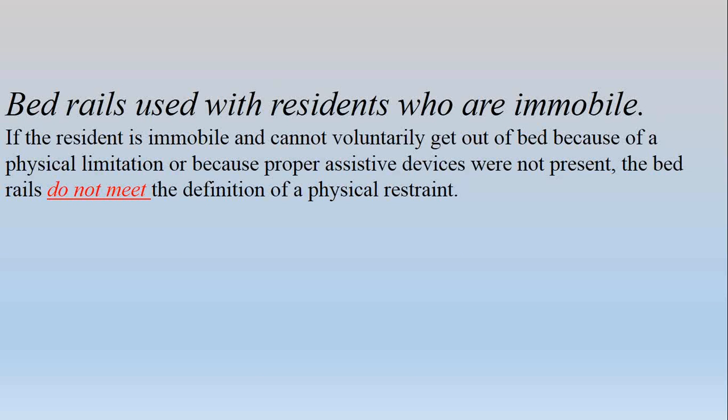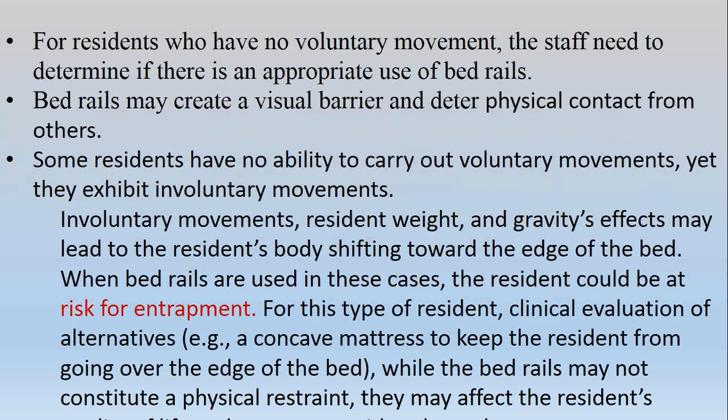Bed rails used with residents who are immobile. If the resident is immobile and cannot voluntarily get out of bed because of their physical limitations, then the bed rails are not going to meet the definition of a physical restraint. Residents who have no voluntary movement. We first need to look at why do we even need to have bed rails then? If they're not moving around, there's no voluntary movement. So sometimes people say, well, they have involuntary movements or they're seizures, so we put those types of things up. And then worse yet, we put those padded side rails on them because of seizures, and then that creates a visual barrier, deterring physical contact from others, and can also be considered a restraint.